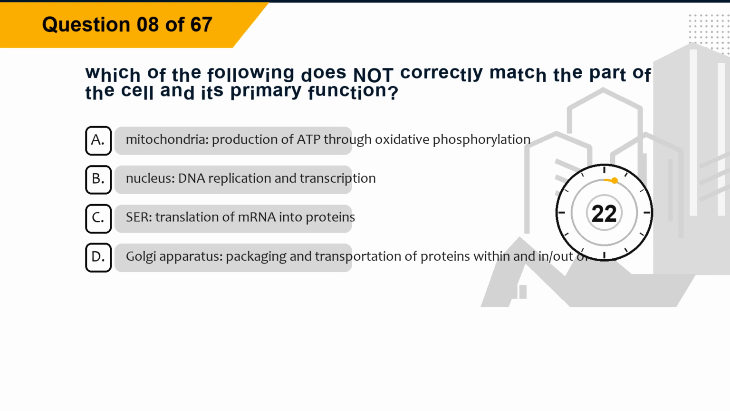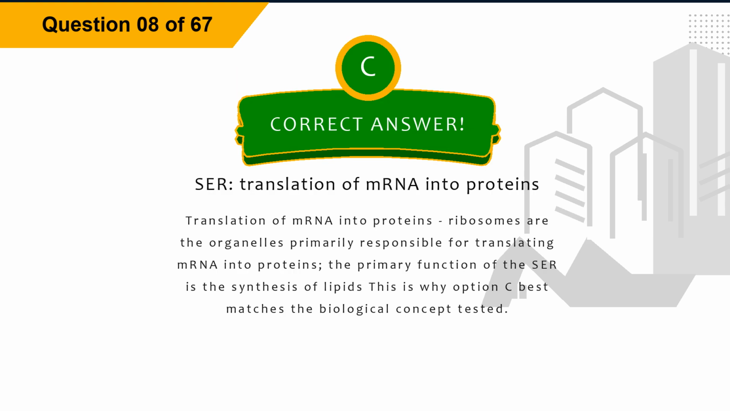Question 8. Which of the following does not correctly match the part of the cell and its primary function? Option A, mitochondria, production of ADP through oxidative phosphorylation. Option B, nucleus, DNA replication and transcription. Option C, cell, translation of mRNA into proteins. Option D, Golgi apparatus, packaging and transportation of proteins within and in/out of cells. The correct answer is option C, cell, translation of mRNA into proteins. Explanation. Ribosomes are the organelles primarily responsible for translating mRNA into proteins. The primary function of the cell is the synthesis of lipids. This is why option C best matches the biological concept tested.